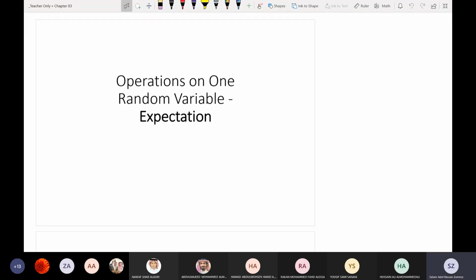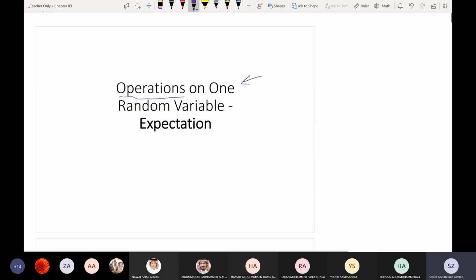So chapter 3 is about operations on one random variable. Until now, we discussed only one random variable. In chapter 4, we will discuss two or more random variables, which we call multiple random variables, and their relationship and operations on them and so on. So here we are mainly concerned with operations on one random variable. And this is chapter 3.